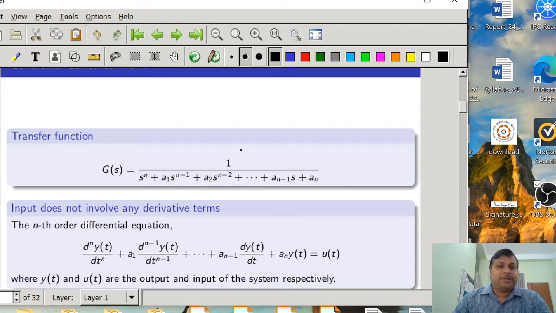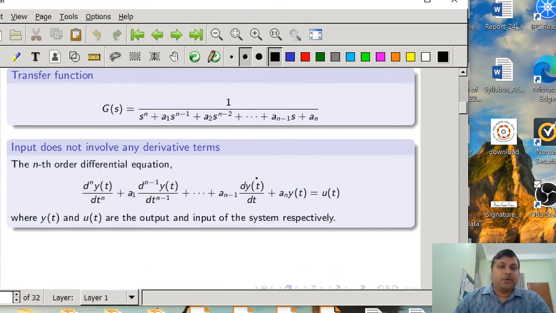So this is the representation of an nth order system which is LTI as well as SISO. Now if we write the differential equation involved with this transfer function, then we have to cross multiply, assuming y and u are the output and input of the system, and then take the inverse Laplace transform to get the differential equation. So the differential equation of the nth order system is represented by this.